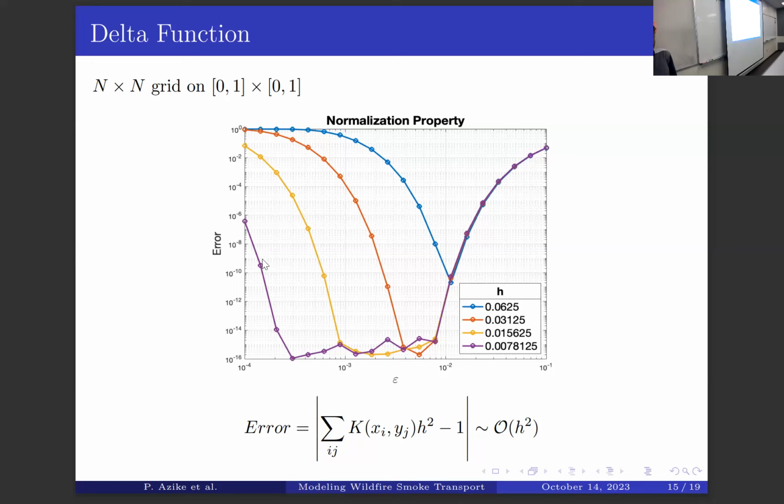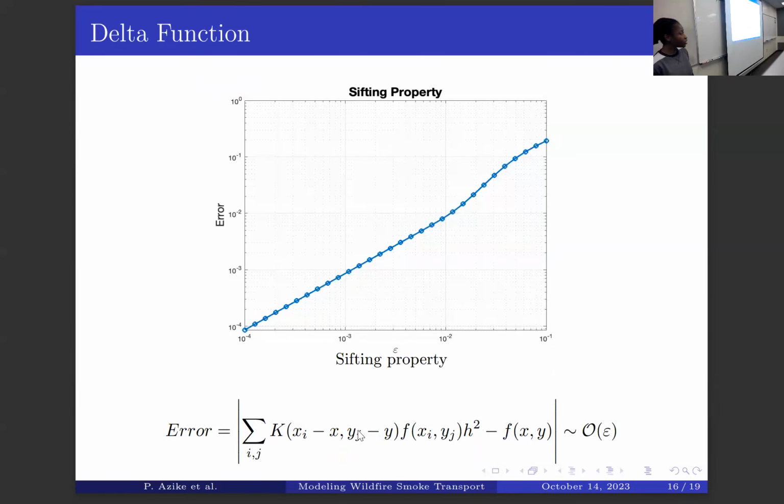But with n equal to 64, for values of epsilon between 10 to the power of -3 and 10 to the power of -2, we can have a good approximation to the delta function. And the order of accuracy is the order of h squared. We use the midpoint rule for the integration using a cell-centered mesh. We also checked the shifting property, and regardless of the value of n, the error was of the order of epsilon. So the delta function we chose was effective.